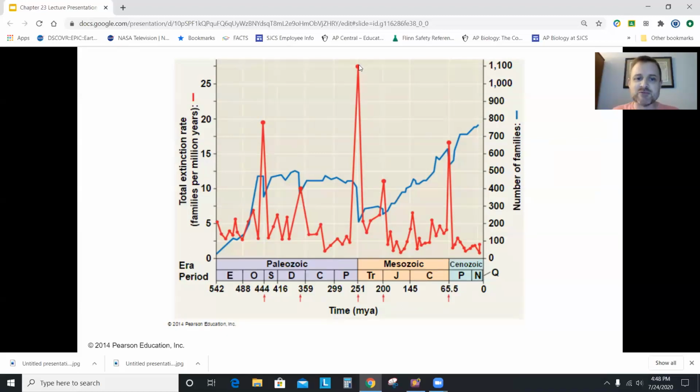This one, where you had the most extinction, was the Permian extinction between the Paleozoic and Mesozoic eras. What caused that, we actually don't know. It could have just been climate change.